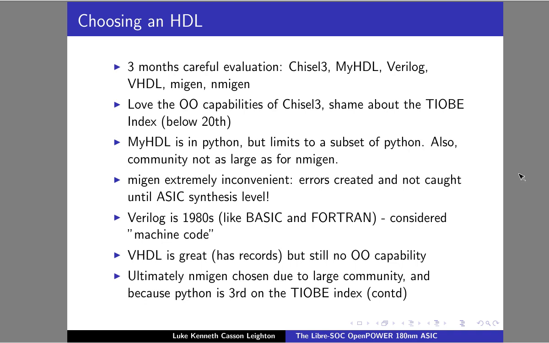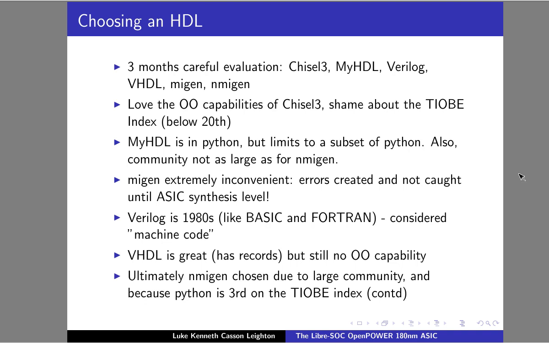We absolutely loved the object-oriented capabilities of Chisel 3. It's just a shame about its being below 20th on the TIOBE index. The TIOBE is a public score of how many software engineers across the world use a particular programming language, and it's extremely useful.